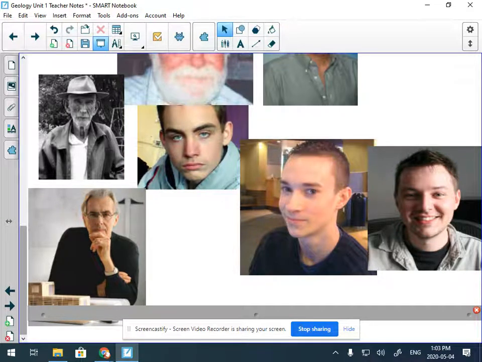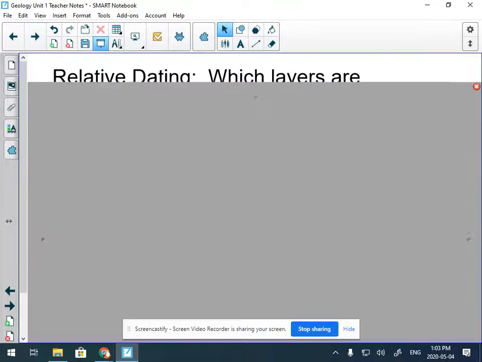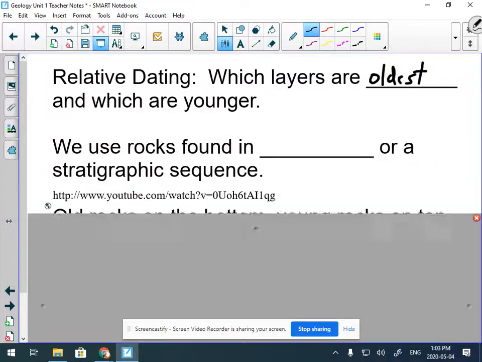Okay. Anyway, so the point is, even with humans, just by looking at things, it's kind of hard to exactly know. You have an idea, but it's kind of hard to exactly know. Okay. So what we're going to look at today is something called relative dating. That's which layers are the oldest and which layers are the youngest.